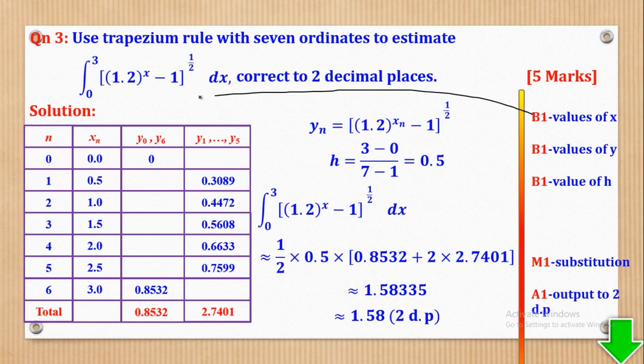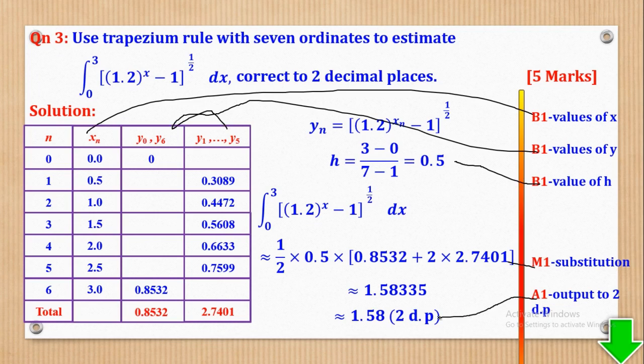So B1 for the values of x and B1 for the values of y, so both this and this. Then B1 for the value of h, M1 for the substitution, A1 for the output to 2 decimal places. So that means that if you stop here, you'll have missed the last mark of the accuracy.